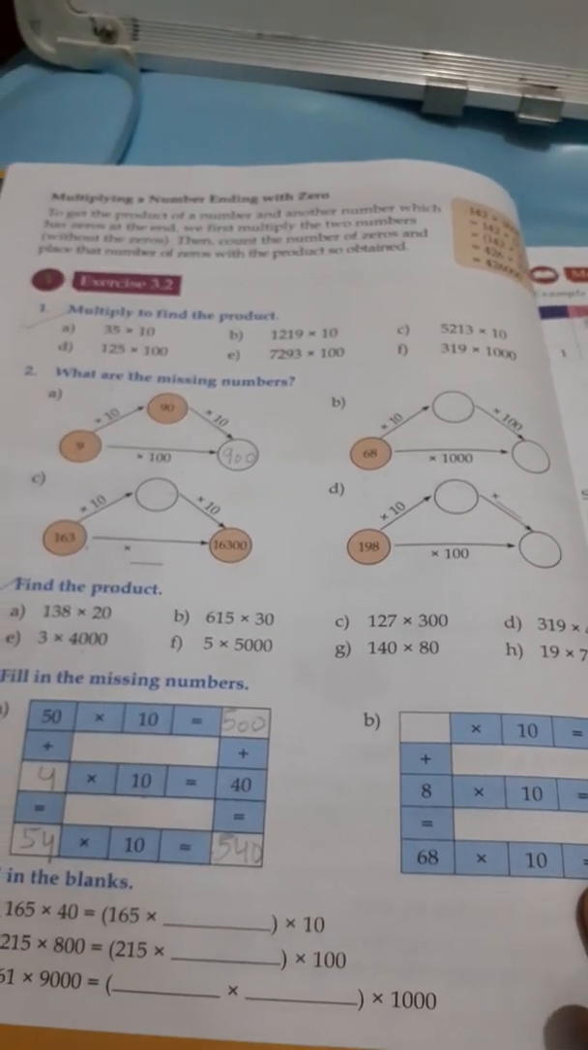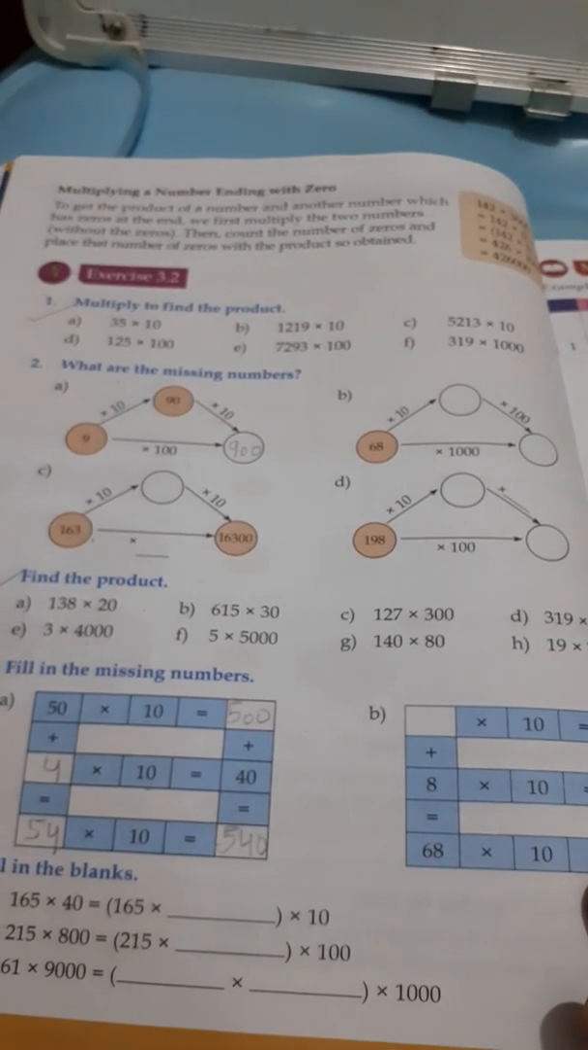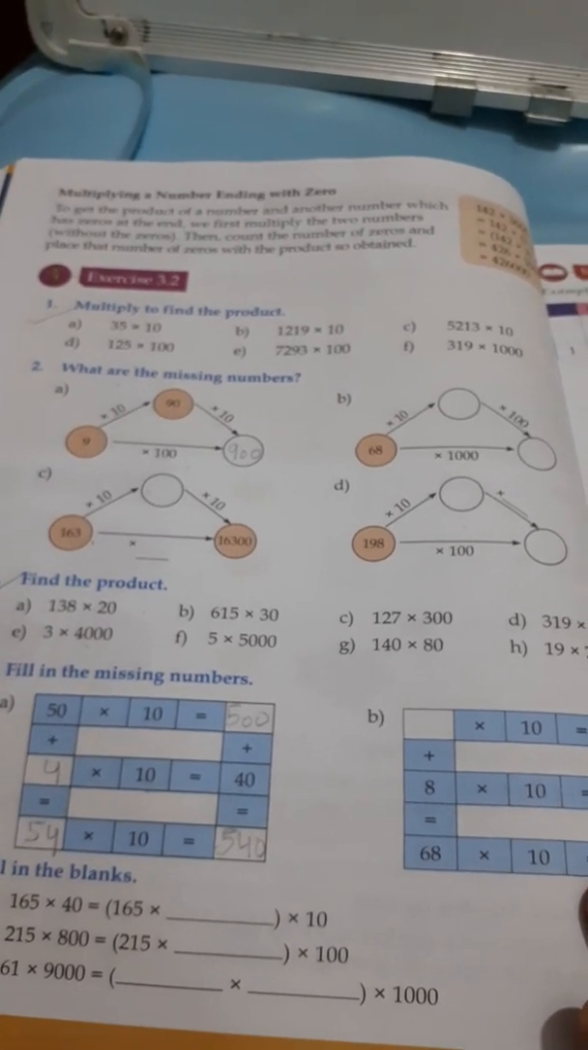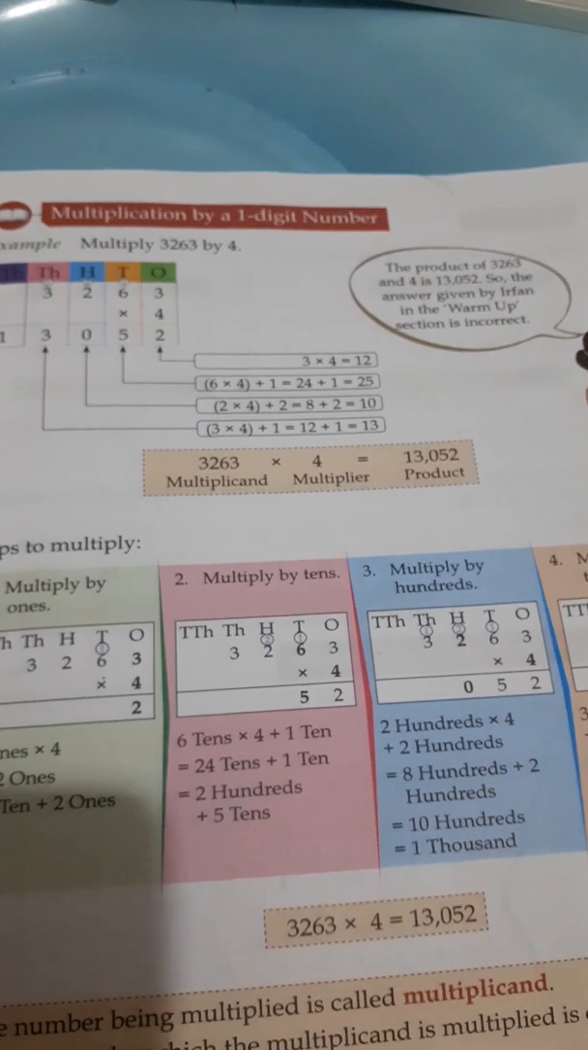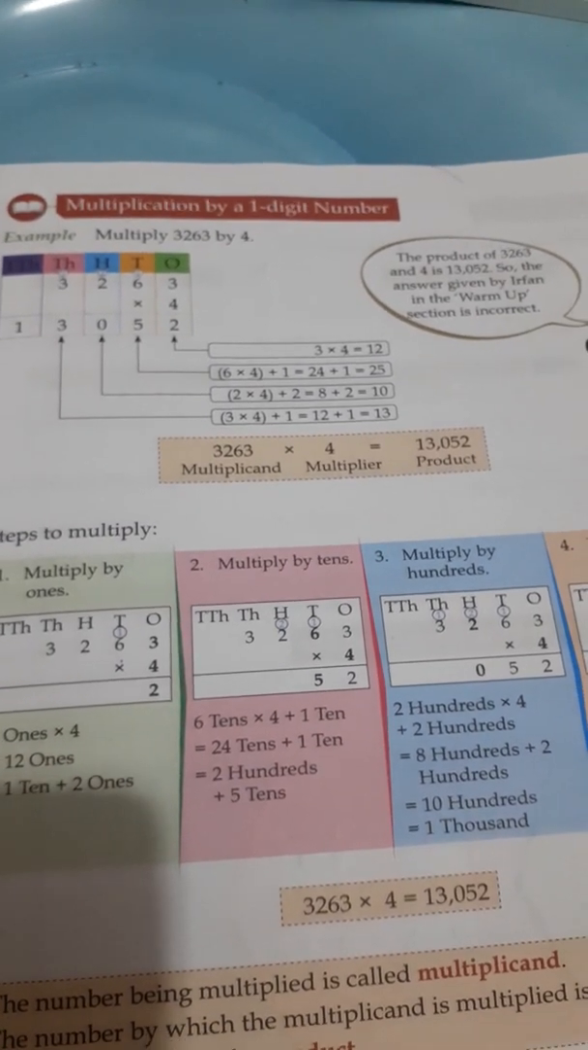So that's all for today's class. We have learned how to multiply numbers by 10, 100 and 1000. Okay. In the next class we will move forward with the multiplication by 1-digit numbers.